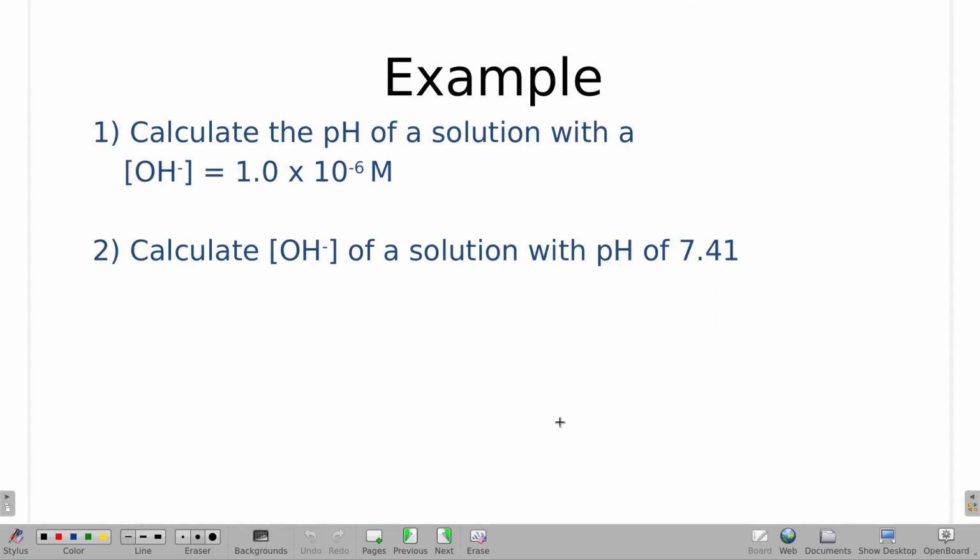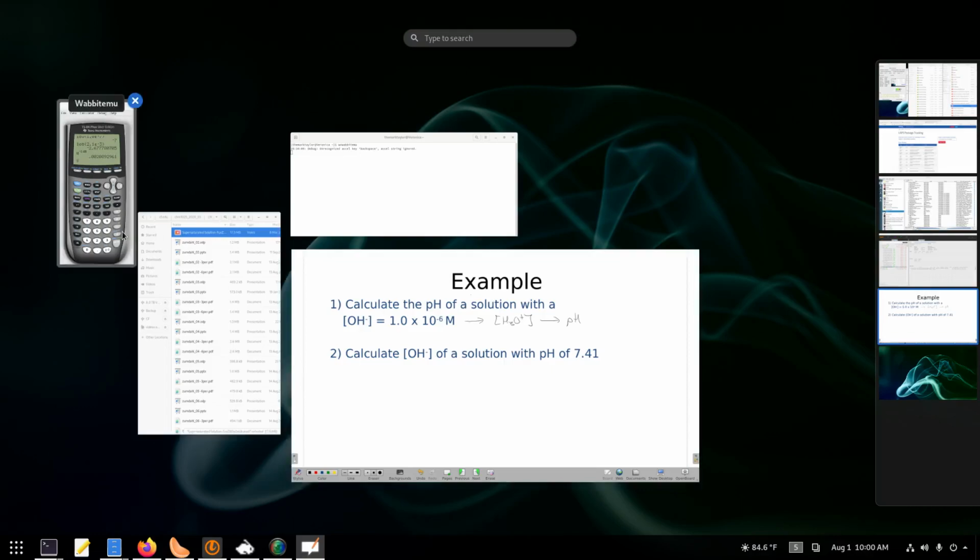So let's give it a try. Let's calculate the pH if I give you the OH concentration. Alright, well, I can't do the log of this because to get pH, I need the H3O first. So I'm going to need to turn that into an H3O concentration. And then once I have an H3O concentration, I can make a pH. Now, I'm not going to write all that out. I'm just going to let my calculator do all the work.